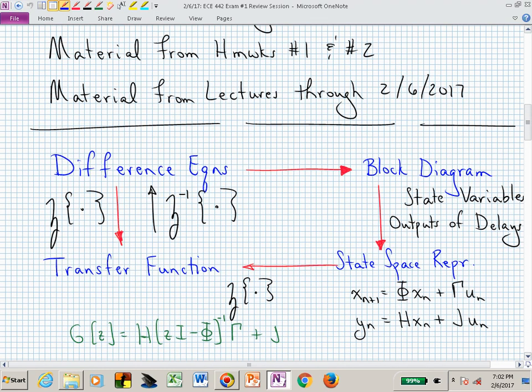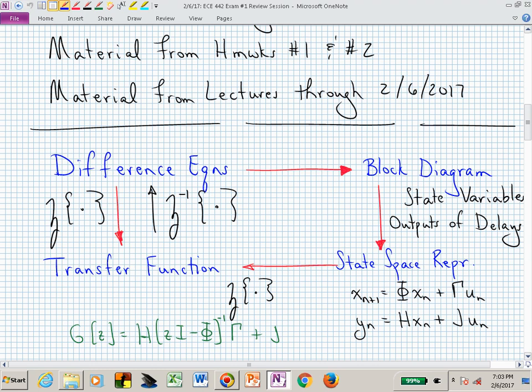I'm assuming most of us can, well, I won't say that I can dance, but some of you might be able to dance. So here's a square dance. We have difference equations, which you better be able to move into a block diagram. You should be able to take that block diagram, and by labeling the outputs of those delay blocks, that will produce state variables, and that will give you a state space representation.